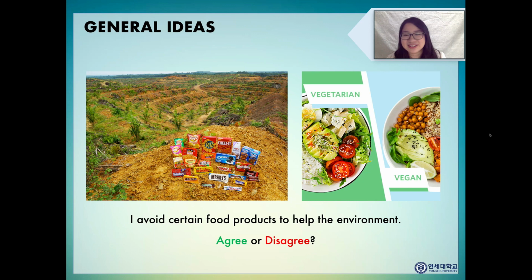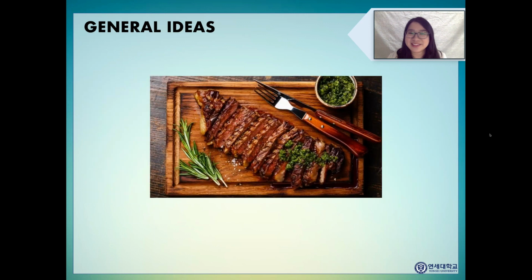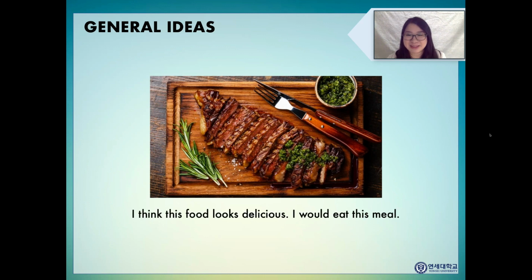All right, so now we've talked about our philosophy about the environment and our health. Now let's look at some food. Tell me your opinion about this food. I think this food looks delicious. I would eat this meal. Agree or disagree? Agree.